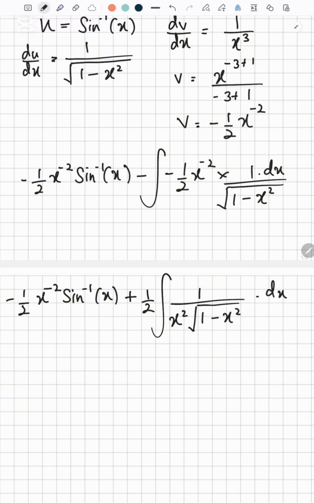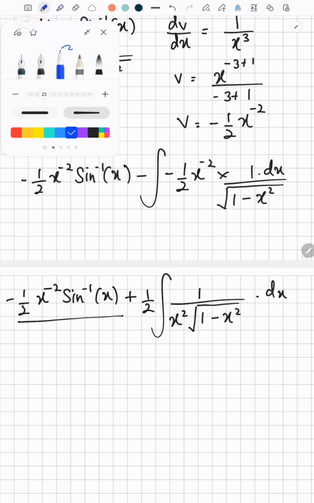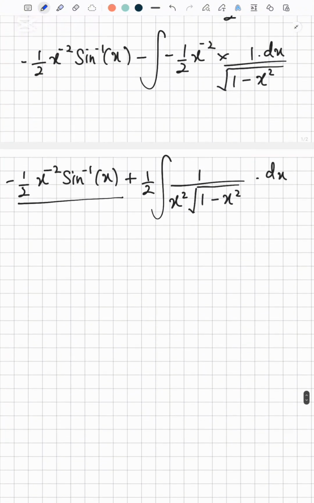So now we'll leave this one aside. Now we have to focus on this, so I'll write that with a different color. Please tell me if you guys have any doubts, I can explain these again. So now we have to integrate 1 over x squared into root 1 minus x squared dx.